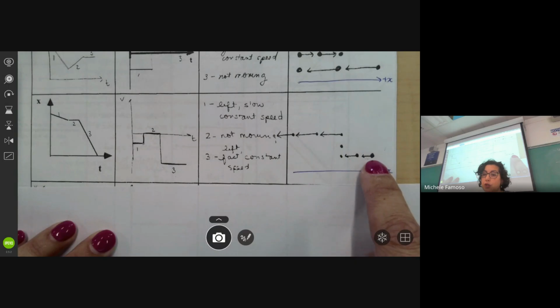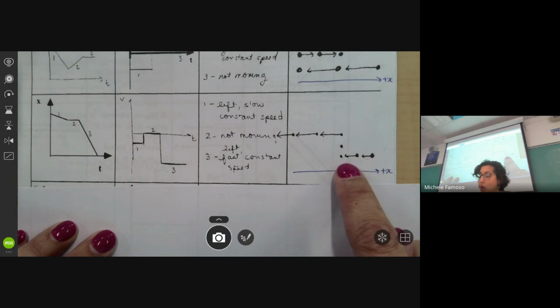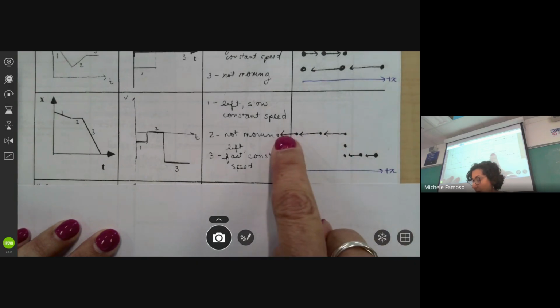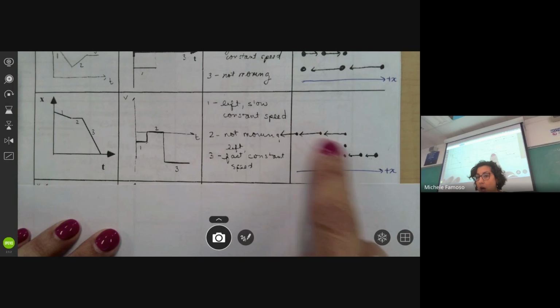So my motion map should show arrows to the left. They're the same size as each other, but small. Then no motion, dots stacked. And then arrows to the left, all the same size, but these are all longer than those were.